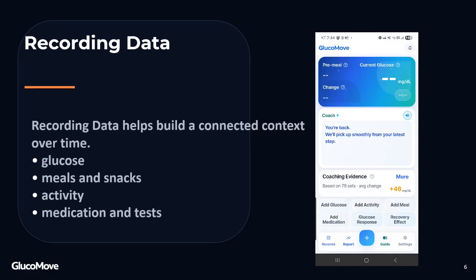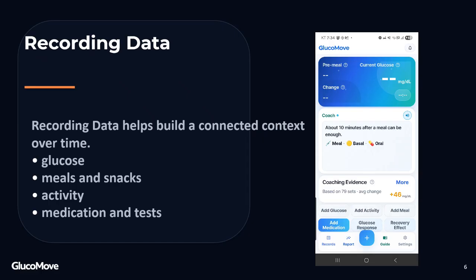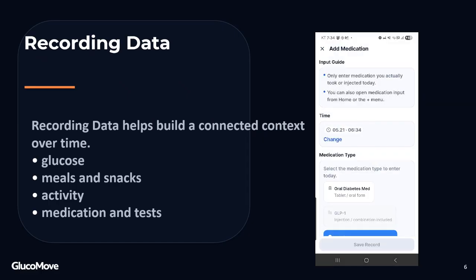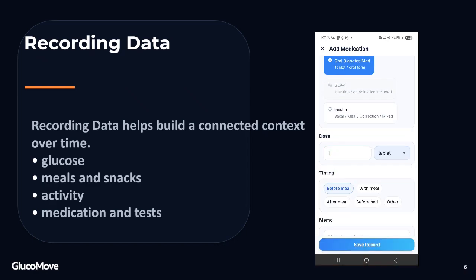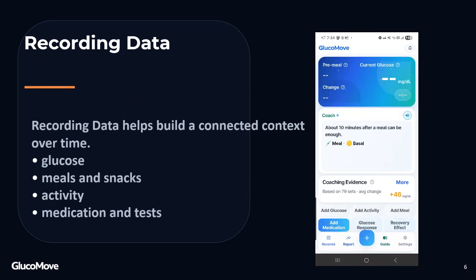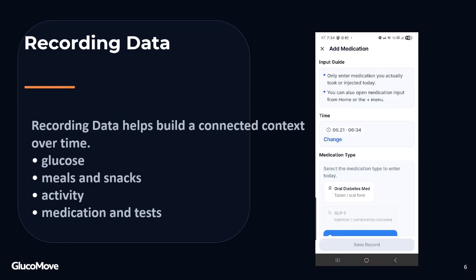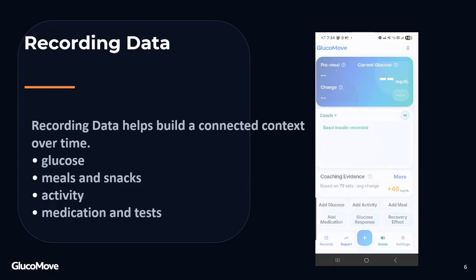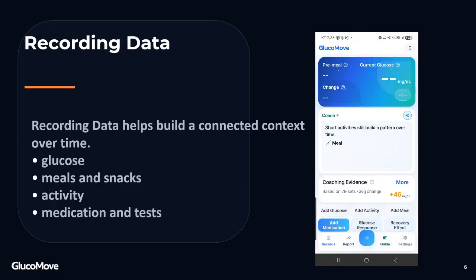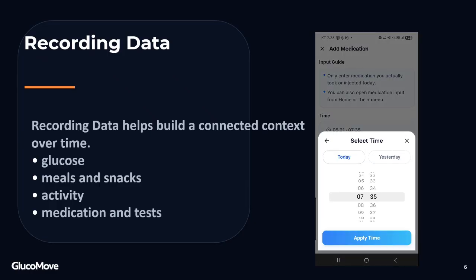Recording data in GlucoMove is designed around connected context. Instead of recording only isolated glucose values, the app encourages users to connect glucose with meals, activity, medication, and recovery-related information. Even simple records may become meaningful when they are connected together over time.